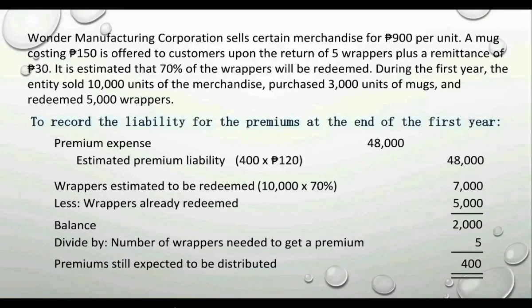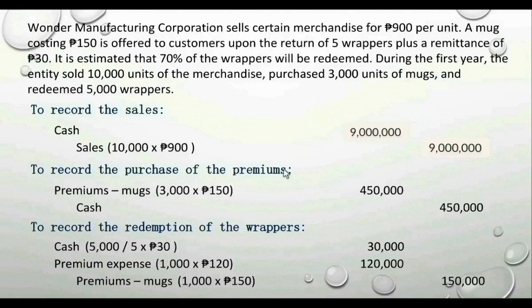From the journal entries we have made, please notice something very important which you must always keep in mind. Premium expense and estimated premium liability are recorded at net cost. That is, purchase cost minus the amount of remittance or cash payment from customer. While the asset premiums is recorded at purchase cost. Kindly remember that.